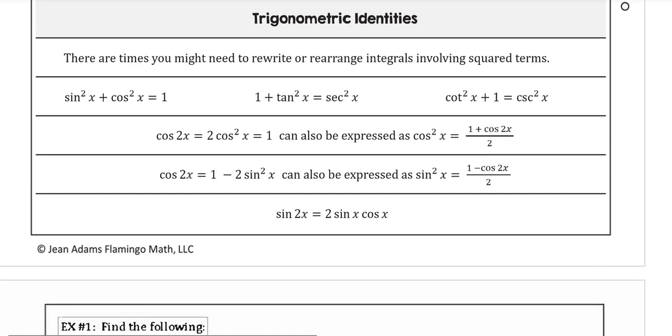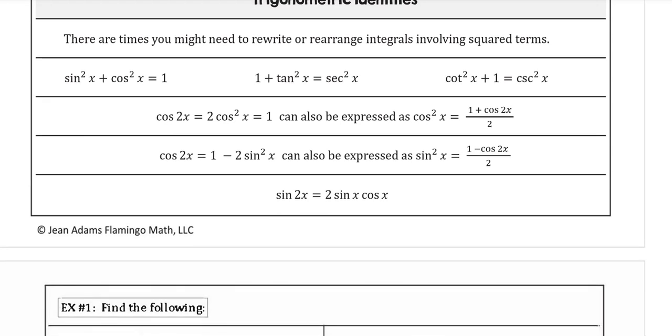Okay, now sometimes you might need to rewrite or rearrange your integrals that have squared terms. So, of course, the first line here is our Pythagorean identities, and then our double angle identities are listed below. Remember that cosine has a couple forms you can use it as. So there's 3 different forms you can write it.